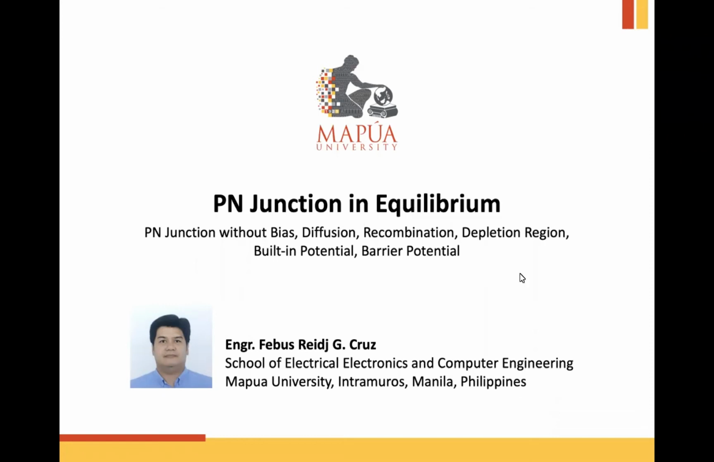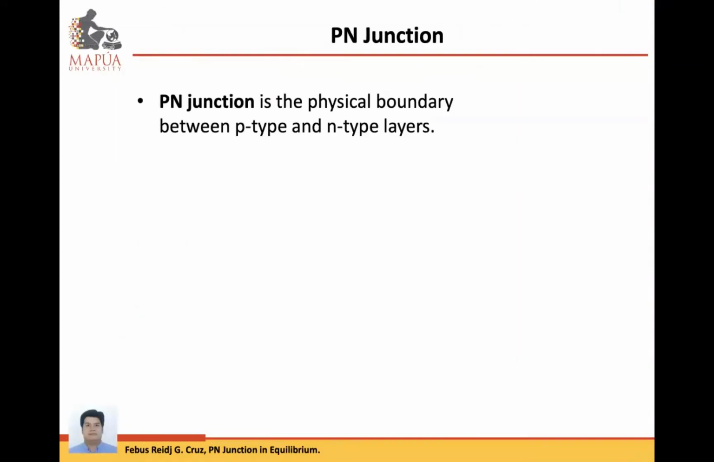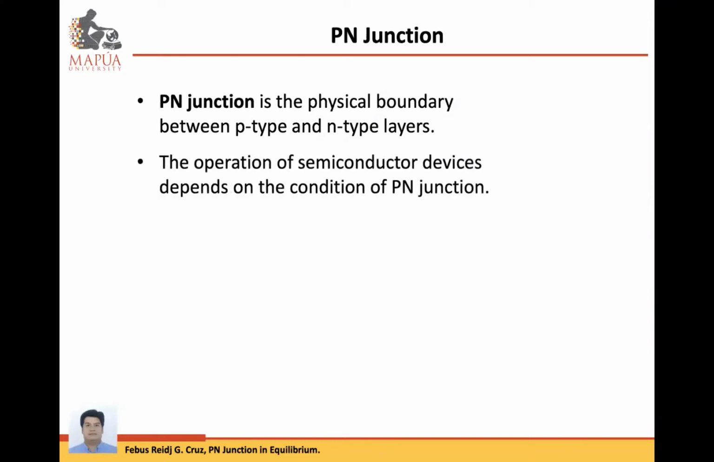Okay. So inside this slide, we will know the PN junction without bias, what is the diffusion, what is recombination, depletion region, built-in potential, and the barrier potential. Okay, so let us start. So again, this is the PN junction, which is the physical boundary between P-type and N-type layers. And note that the operation of semiconductor devices depends on the condition of PN junction.